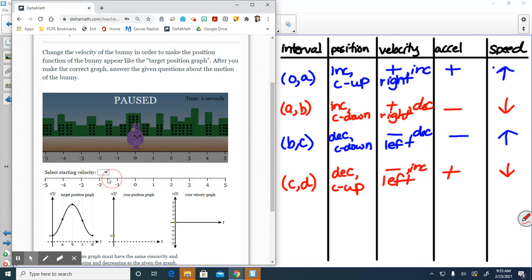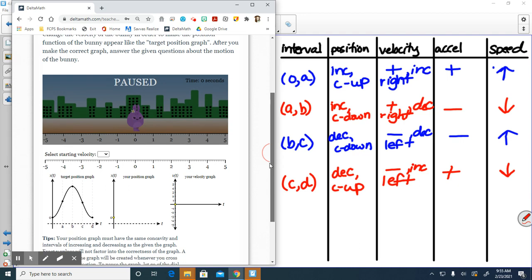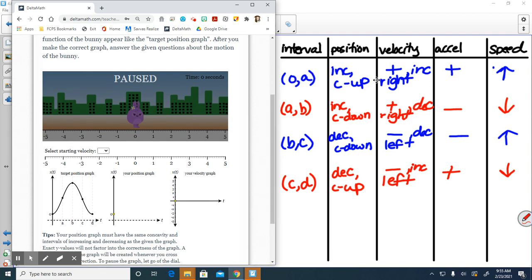We need to move it in a smooth, consistent motion. So for the interval from 0 to A, I need my velocity to be positive and increasing. So increasing, like increasing these numbers. And then I also need it to be positive and decreasing for the next one.